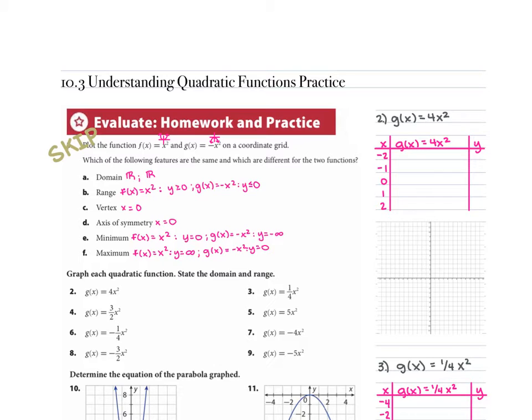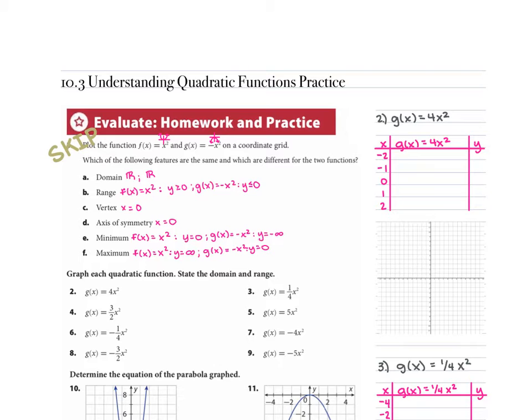Your range depends on if it's x squared or negative x squared. If it's x squared, y is greater than or equal to 0. If it's negative x squared, y is less than or equal to 0. Your vertex is where that middle point is. So with both of these, it's 0. And then your axis of symmetry is that invisible line that crosses through the middle of that parabola. In this case, it's x is equal to 0.